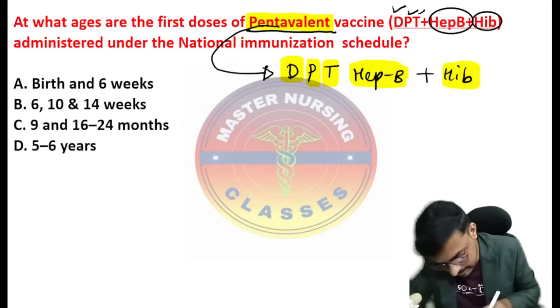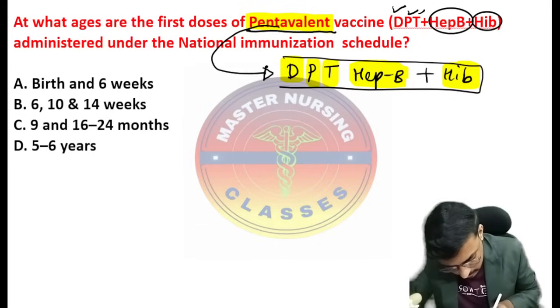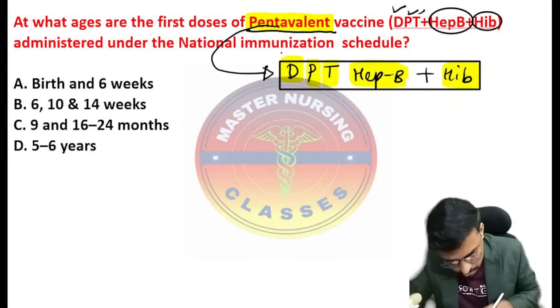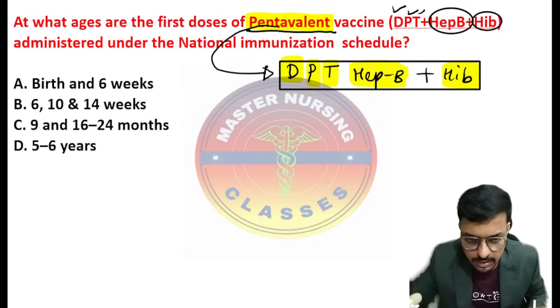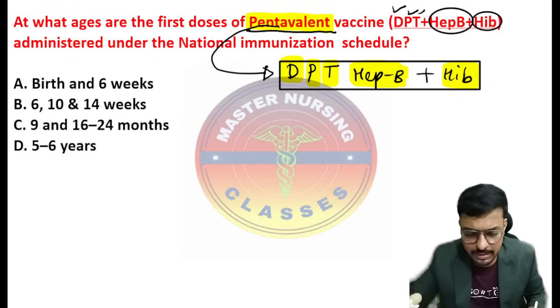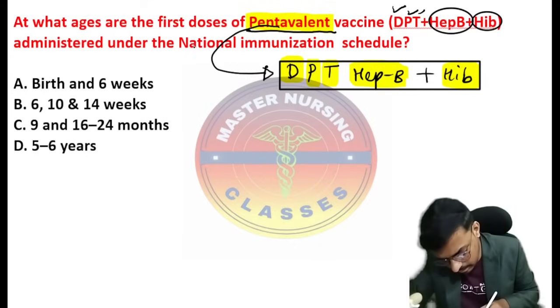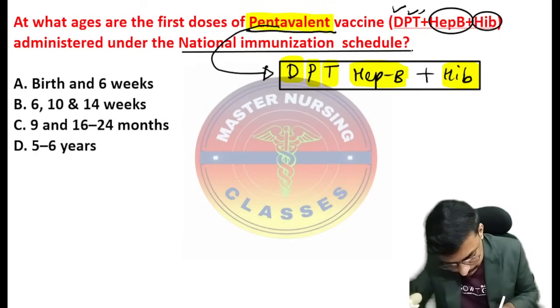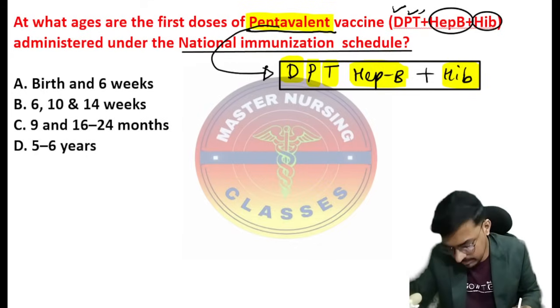So I call this one the pentavalent, the 5 valent. Very important, please do remember this pentavalent composition. Is that clear, sir? Next, what is the schedule where we will administer the pentavalent vaccine in the national immunization schedule? Yes, can we give it at birth?